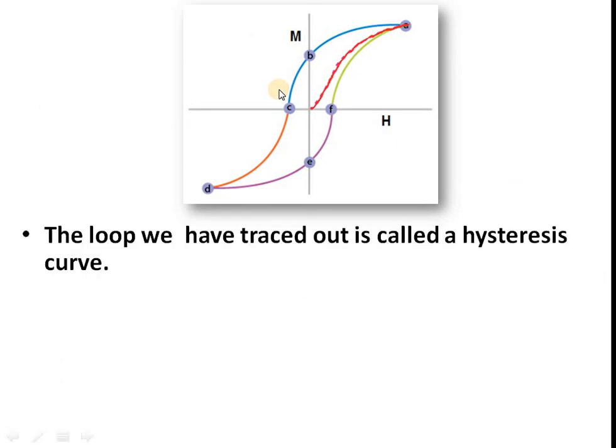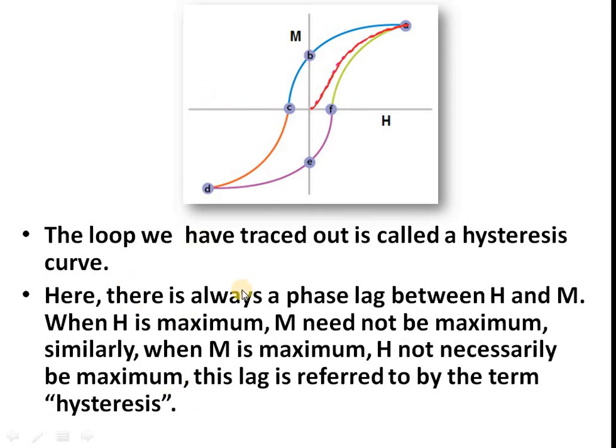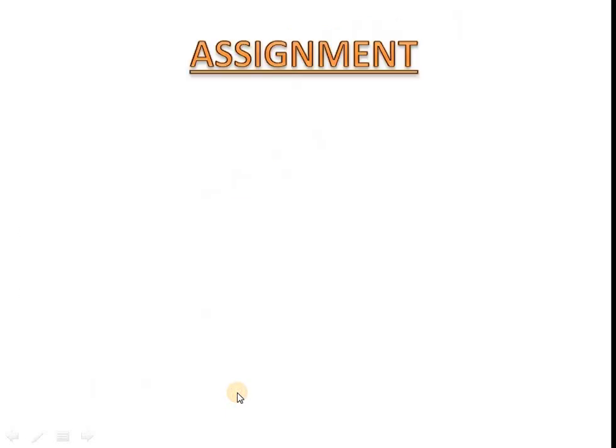The reason for the word hysteresis I have already told you. There is always a phase lag between H and M. When H is maximum, M is not maximum. Similarly, when M is maximum, H is not necessarily maximum. This lag is referred to as hysteresis. That's why the word hysteresis is used.